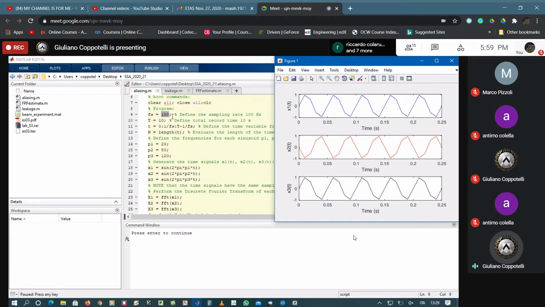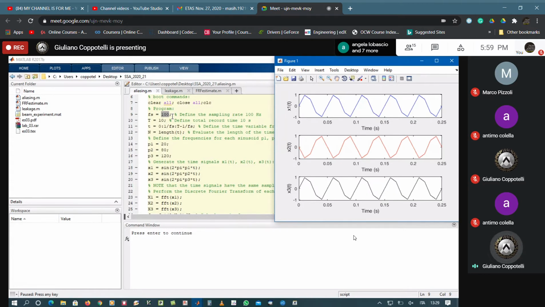Whereas the second and the third signal are not well represented at all. And moreover, there is also what I call mirroring, as we considered during our classes. The frequency of 80 Hertz is mirrored with respect to the maximum frequency, that is 50 Hertz.